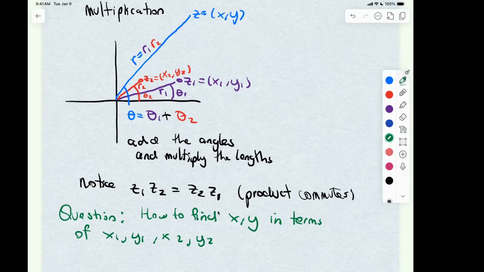Yes, rather than in polar, where it's easier. Correct. Instead, if I were insistent on having a formula in terms of Cartesian coordinates, a Cartesian formula. This is the polar version of how to multiply things. But what if you wanted to multiply them in Cartesian, using Cartesian coordinates? There should be a formula. That's what I'm going to try to show you.